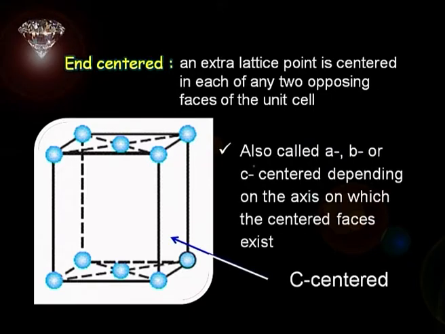They are further classified as A centered, B centered or C centered, depending on the axis to which the centered faces exist. In the case shown here, this is our A axis, this is our B axis and this is our C axis. So, in this case the face centers are on the C axis. So, this is called a C centered lattice.